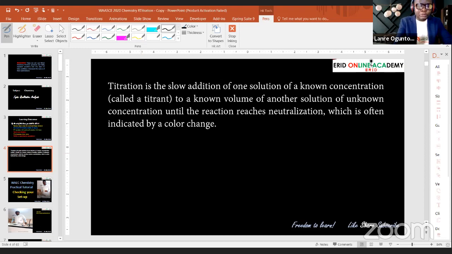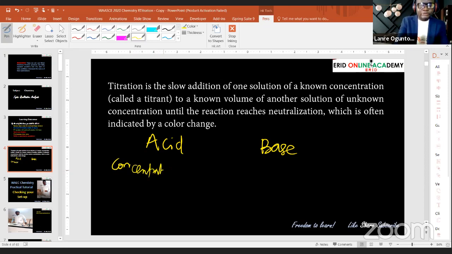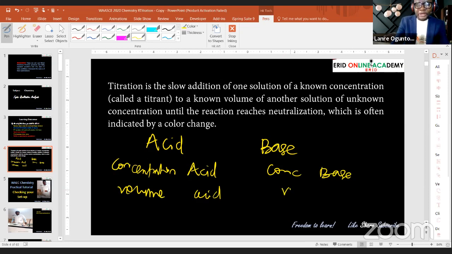So we have your acid and you have your base. You need the concentration of acid, you also need the concentration of base, you need the volume of acid, and you also need the volume of base. Out of these four things, usually your pipette will give you the volume of base.